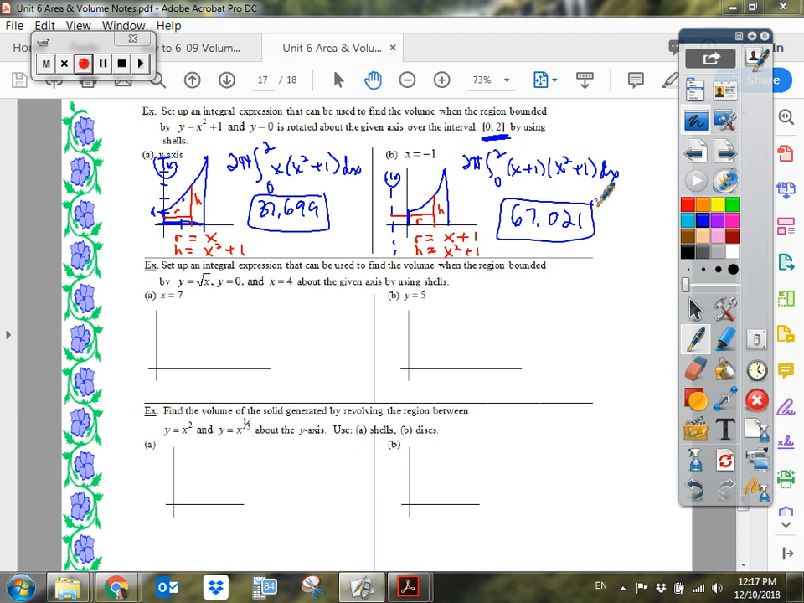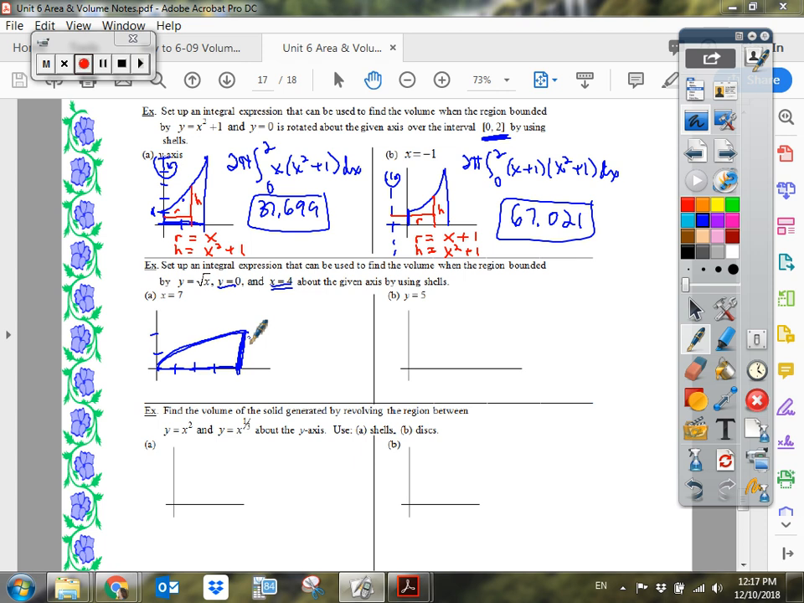Okay? So the next one, we want to have another example. Here we have y equals square root of x, y equals 0, and x equals 4. So let's draw that. So we're going from square root of x to an x of 4. We know that that's at 2. And we're stopped at x equals 4. Y equals 0 is this part right here, so we're just bound in right here and at 4. Okay, so that's the figure that we're rotating.